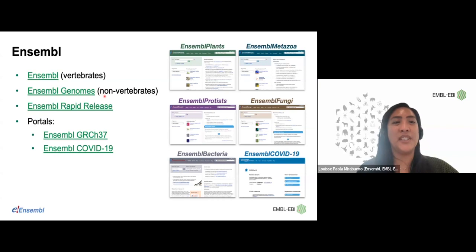And the Ensembl Genomes site is actually divided into different taxa. So we've got an Ensembl Plants site, Ensembl Metazoa, Fungi, Protists, and Bacteria, which we are focusing on today. If you notice that your genome of interest is not available on either Ensembl or Ensembl Genomes, it might be available in Ensembl Rapid Release. So I would check out that website as well.